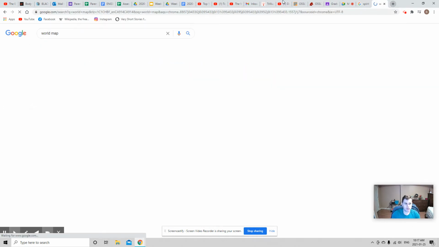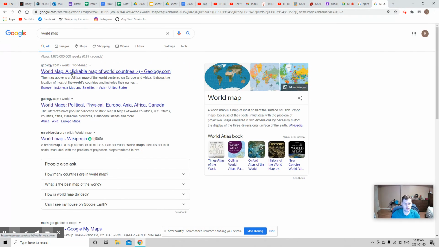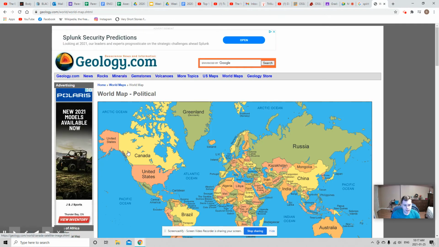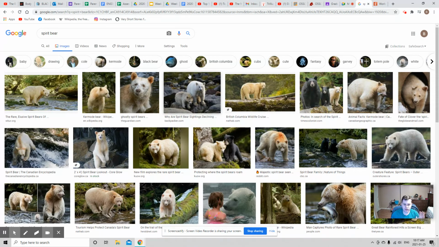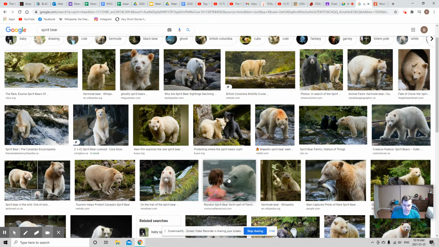They only live in southern Alaska and BC. The west coast of BC, I should say. And that's it. So they're a very rare and endangered animal, but they do exist. This is actually a polar bear. Spirit bears are smaller and they're white yellowish.